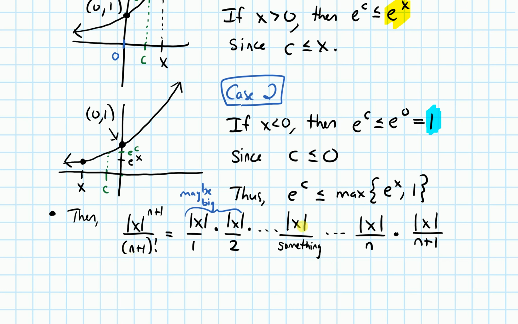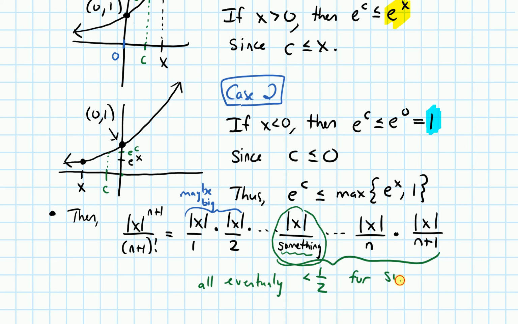And as n gets really large, there's going to come a point in this product where some fraction in the middle, absolute value of x over the something, this something is eventually going to get big enough where this fraction right here is going to be less than 1/2. And if that fraction is less than 1/2, everything after that is even smaller. So everything here after a certain point will eventually be less than 1/2 for sufficiently large n.